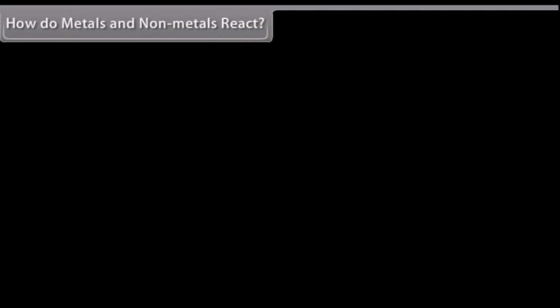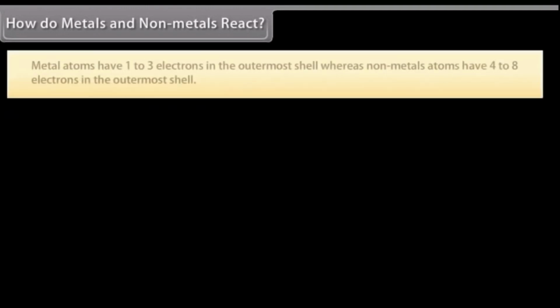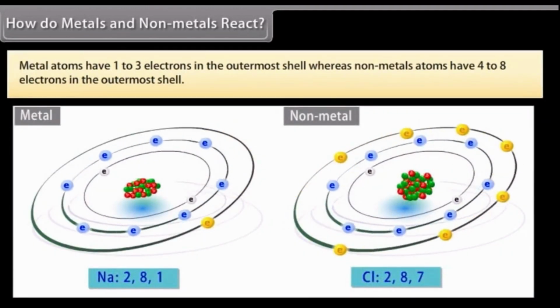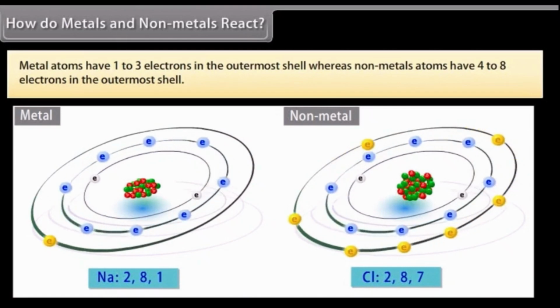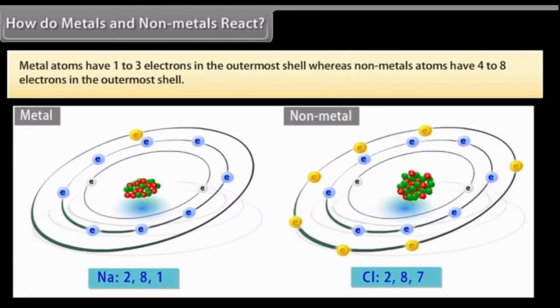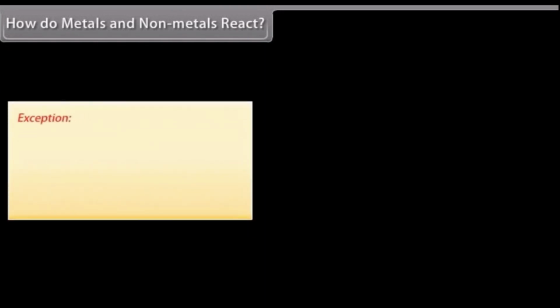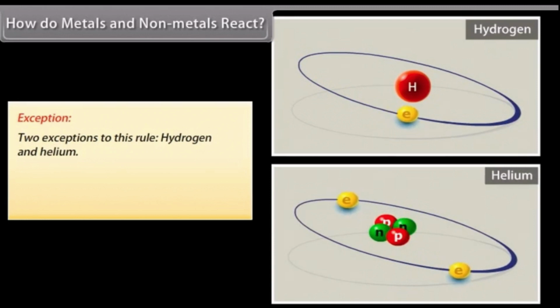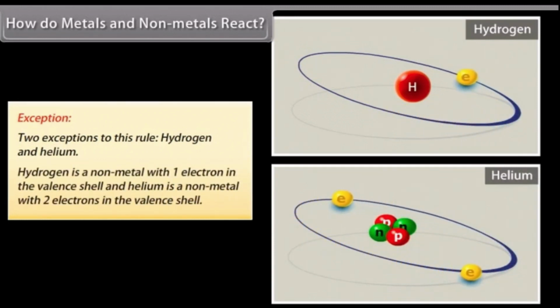How do metals and nonmetals react? Metal atoms have 1 to 3 electrons in the outermost shell, whereas nonmetal atoms have 4 to 8 electrons in the outermost shell. Exception. 2 exceptions to this rule: hydrogen and helium. Metals that donate electrons gain positive charge equal to the number of electrons donated, and nonmetals gain electrons and negative charge equal to the number of electrons accepted.